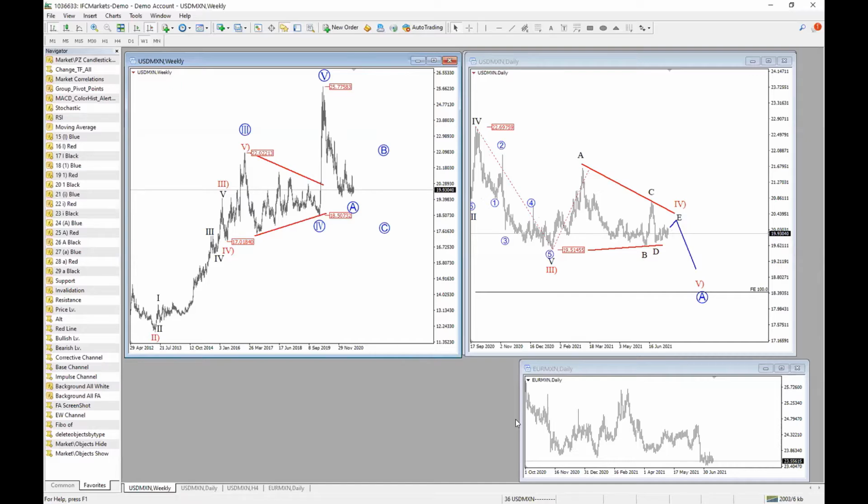I mean, I really like dollar against the Mexican peso right now. What I'm seeing here is a very nice potential triangle. Okay, so it's an ABCDE pattern, and now it looks like it's in the final stages.